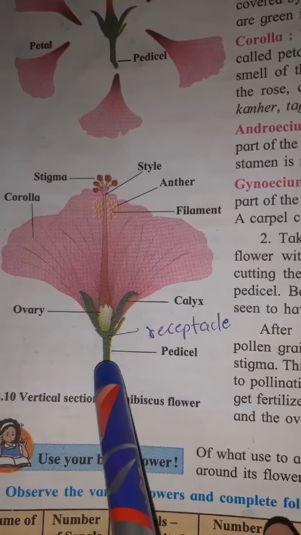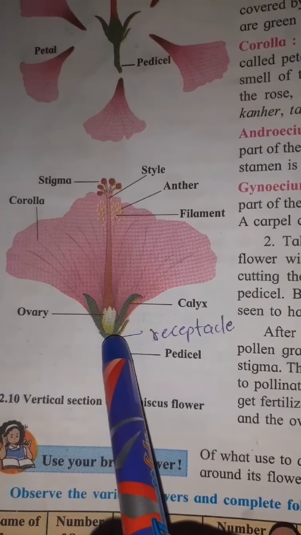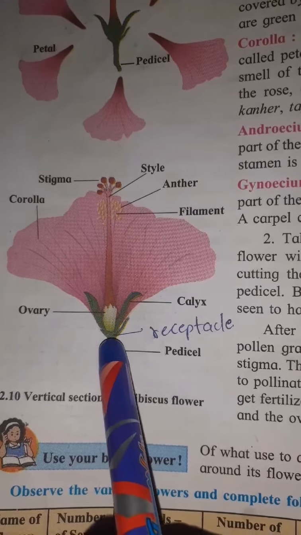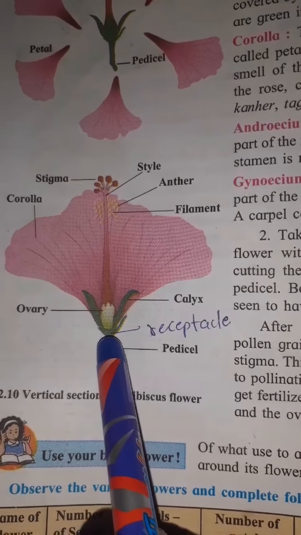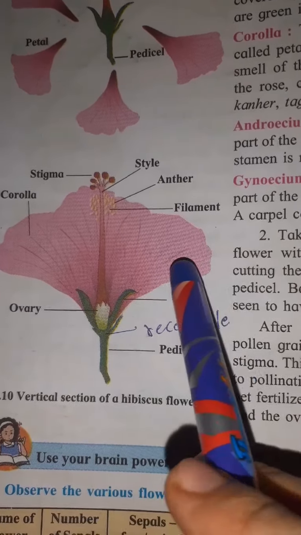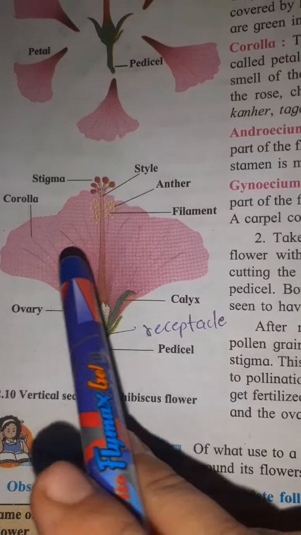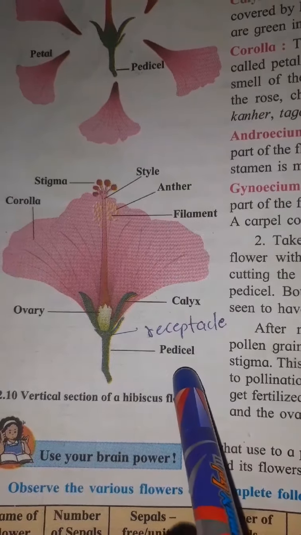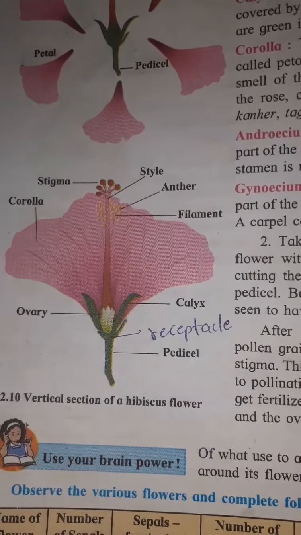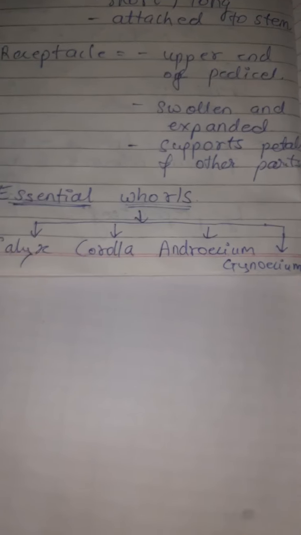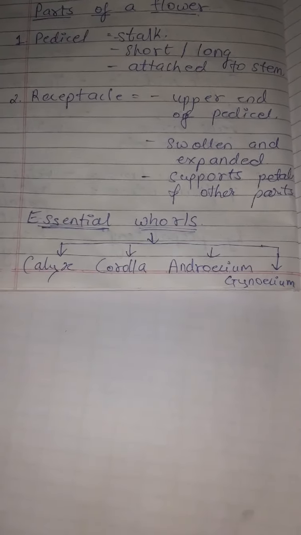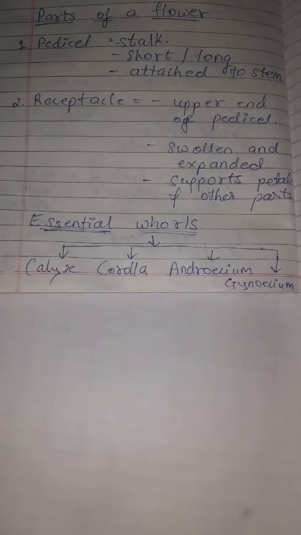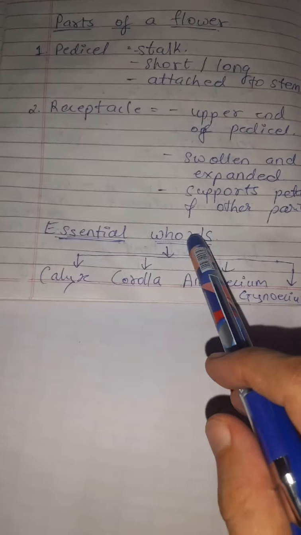Above the pedicel, above the stalk, there is a receptacle, a little swollen broad structure. This receptacle holds the petals and other parts of the flower. So this is pedicel and receptacle. These are supporting structures. Next important parts of a flower are called the essential whorls.